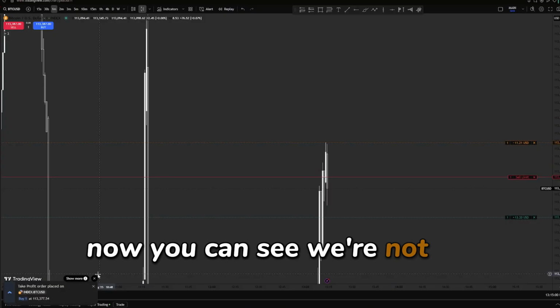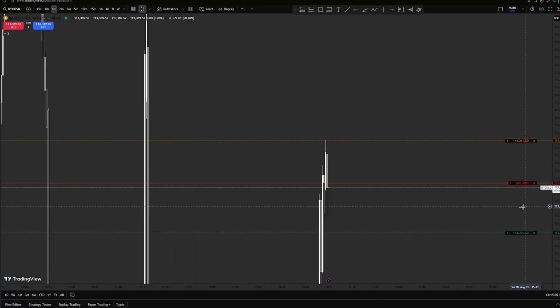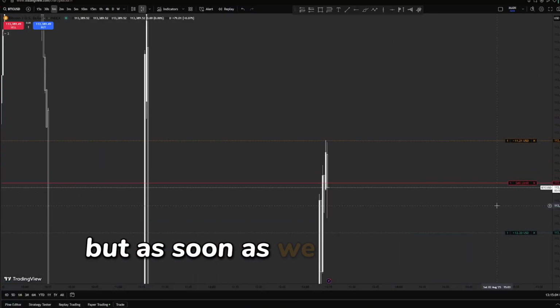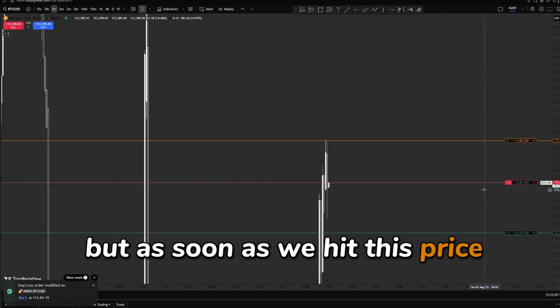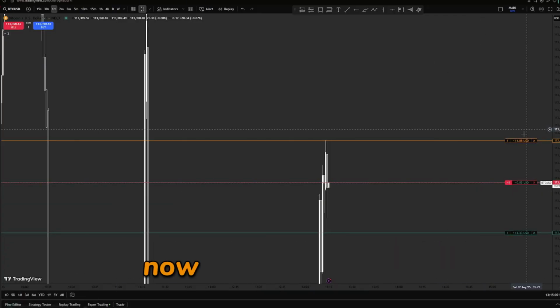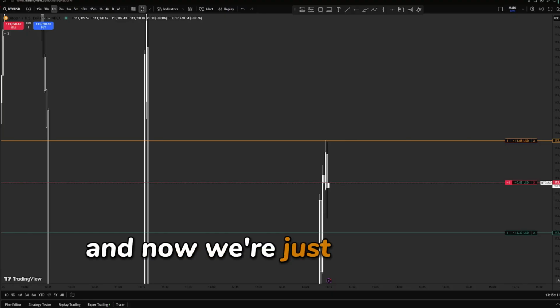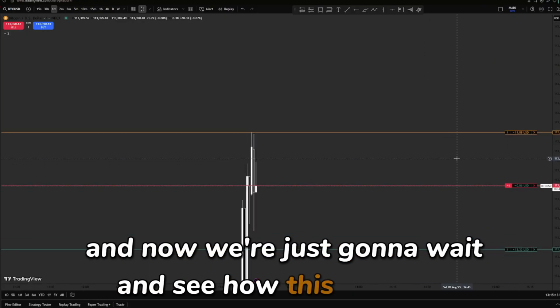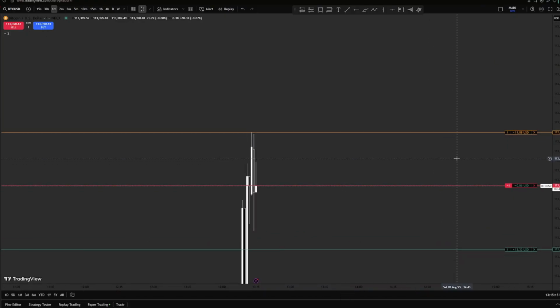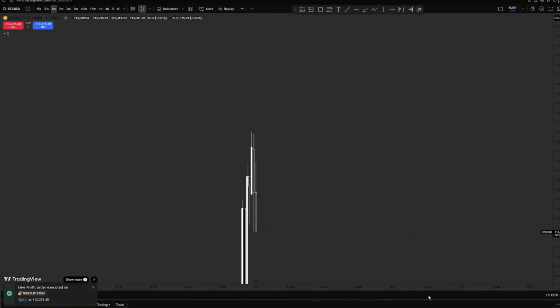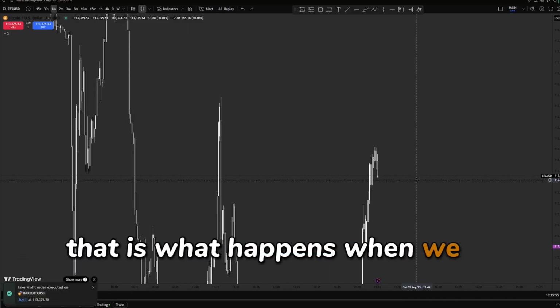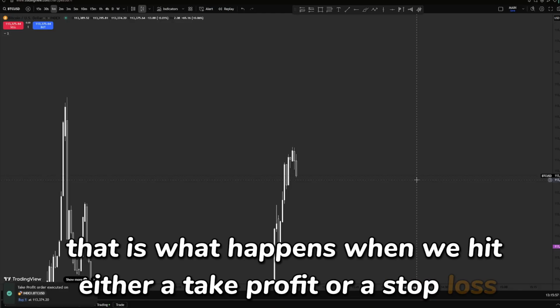Now you can see we're not in a trade right now. But as soon as we hit this price, just like that, now we're in the trade. And now we're just going to wait and see how this plays out. And see, that is what happens when we hit either a take profit or a stop loss.